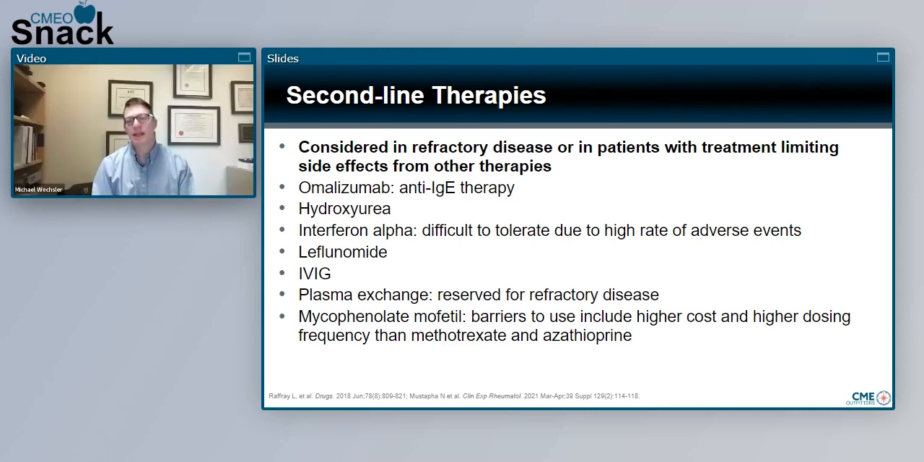So omalizumab is a monoclonal antibody that targets IgE. And IgE is involved in mast cell activation and the allergic inflammatory response. It was initially approved in 2003 for management of patients with allergic asthma, and we continue to use it to this day. There are very limited data in patients with EGPA. However, there have been some case reports of some efficacy in patients who have an allergic component of their disease. And so for those patients, it may be considered.